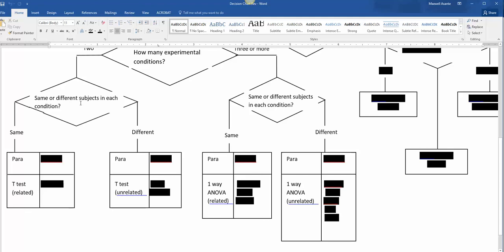And for this problem, all the 20 individuals were first exposed to the room in which there was a lot of noise, and then the room in which there was no ambient noise. So we have the same individuals being exposed to the two different conditions. So the test to be used is the t-test for related samples. That is the test to be used.